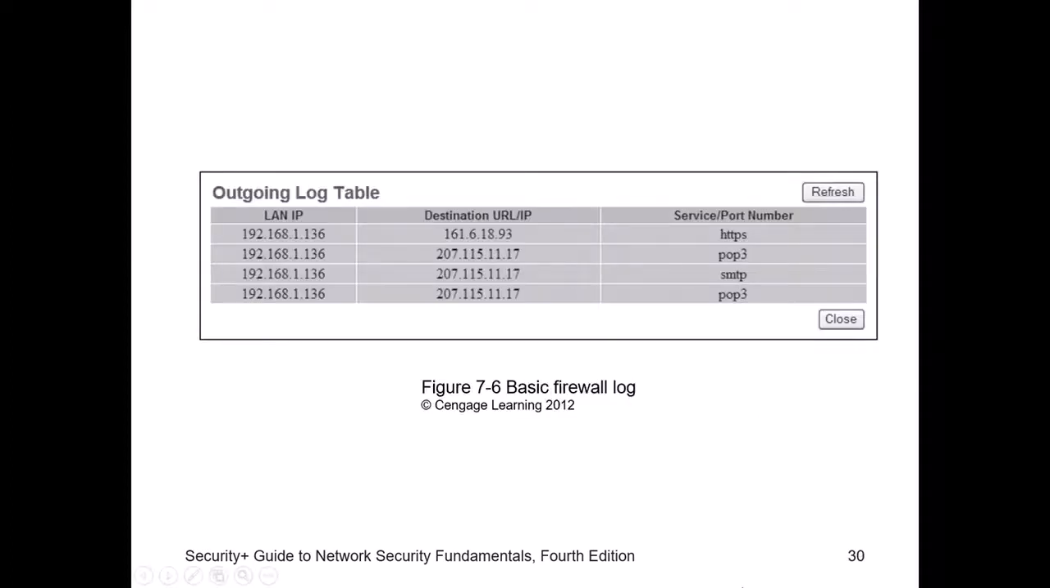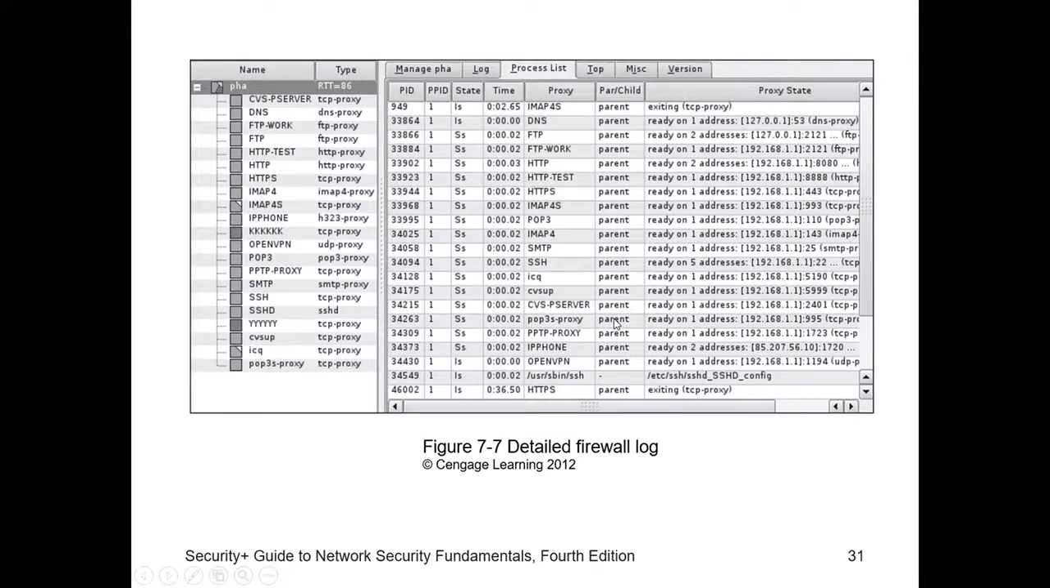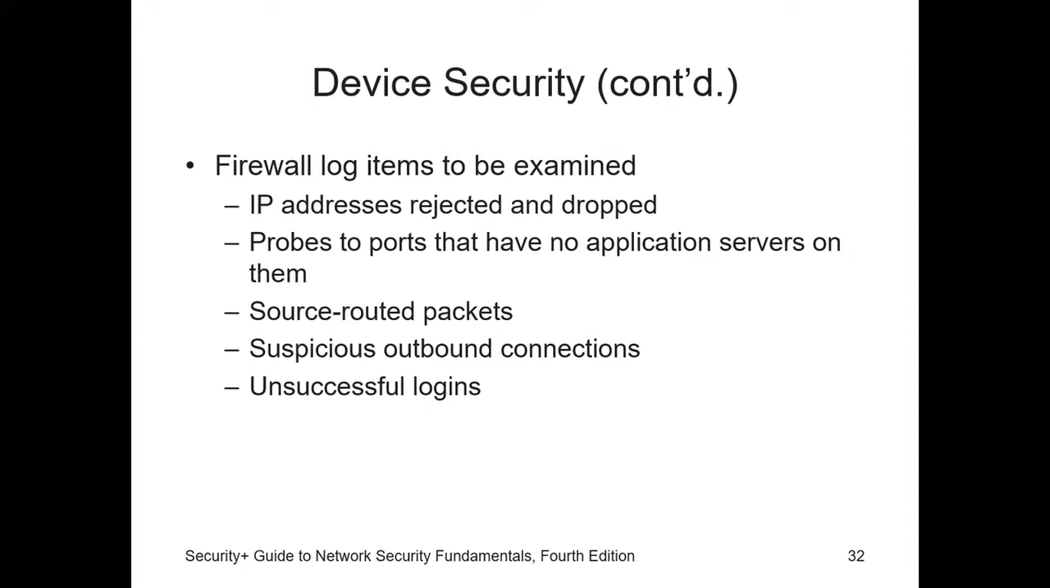Here's a typical firewall log, for example, telling you the IP address, the destination, the serial port, and they even have the time, everything. Firewall log items that can be examined include the IP address, probes, source routing, suspicious and unsuccessful logins, all of that. The only problem is that nobody really bothers with logs because there's so much information constantly happening daily.